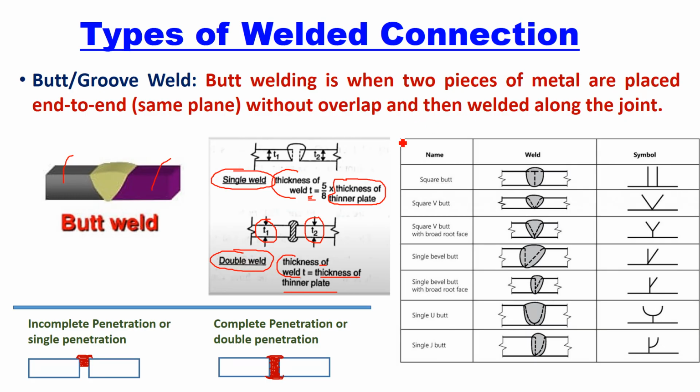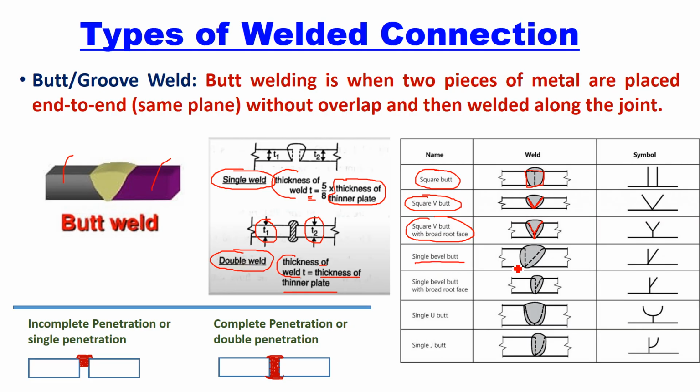If you look at this table, there is a square butt connection, right? Square V butt connection, then square V butt with a broad root face. If you look at these figures, this shows the shape of these types of butt weld connection. This is called square butt weld. If you look at this shape, this is V, square V. This is V shape, right? This is also V shape, but it is not complete. Here you have a root face. This is the straight portion, called the root face.